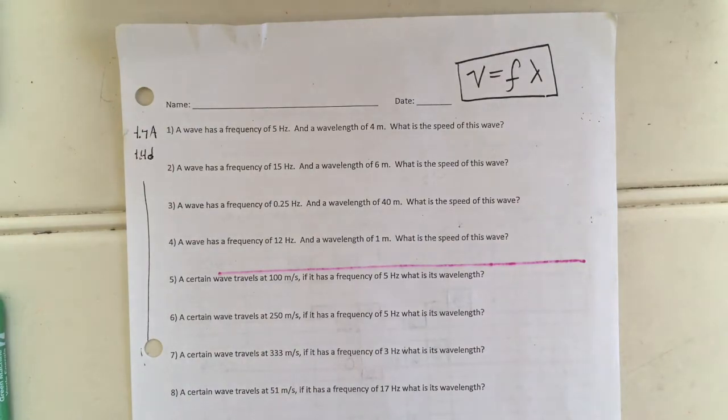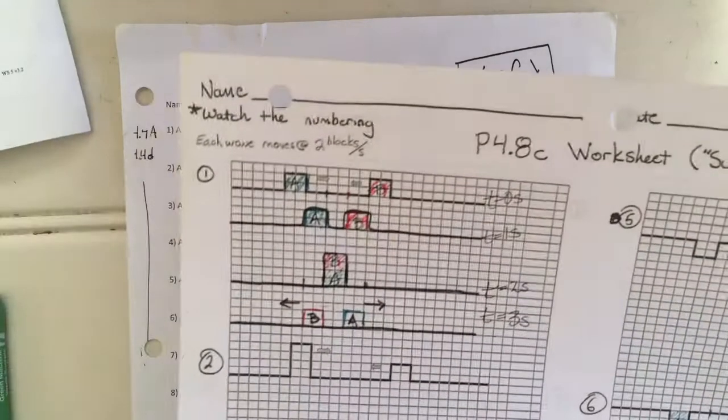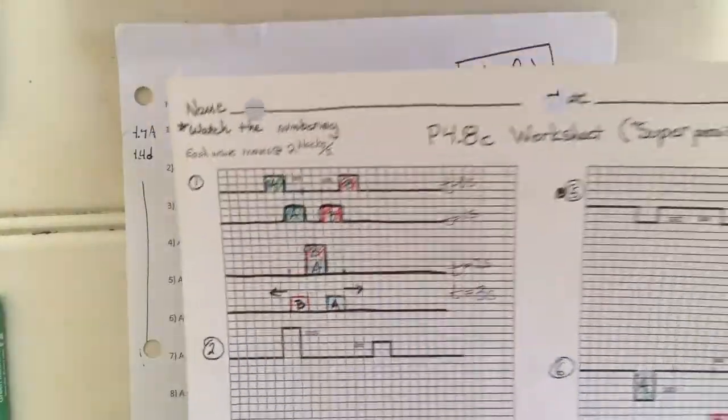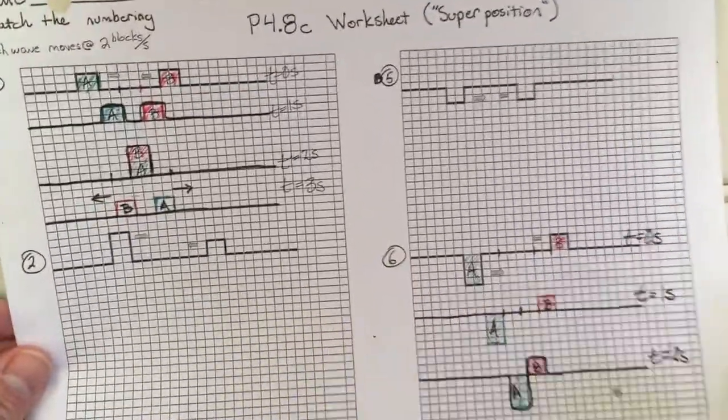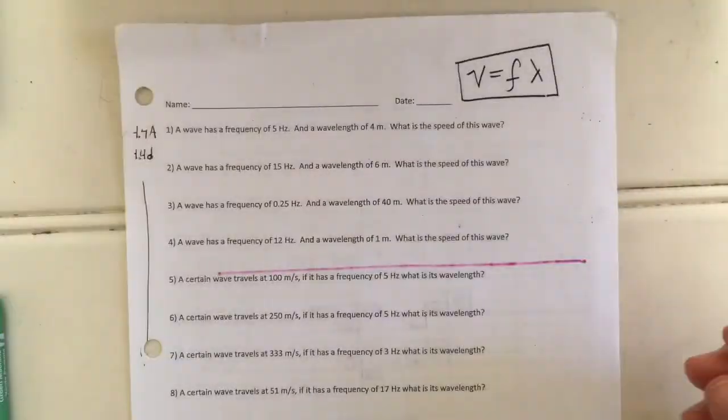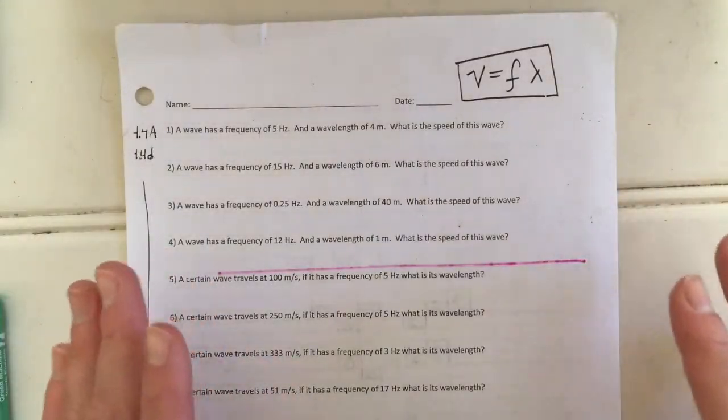But anyways, I'm going to move on to one more example of interference or superposition. And these questions that we just did right here, you can finish the rest of these for homework. And hopefully this next example will help.